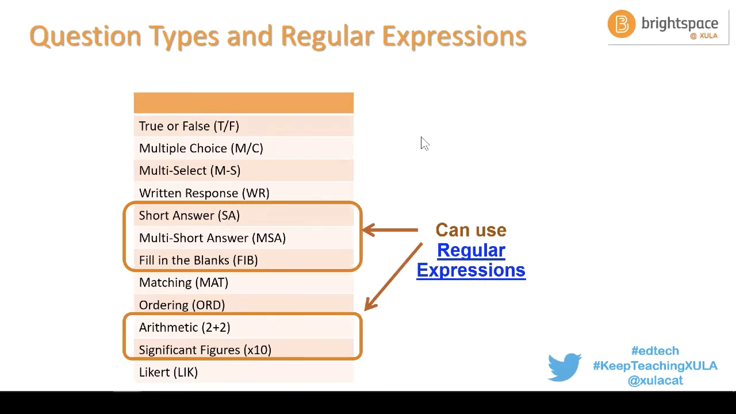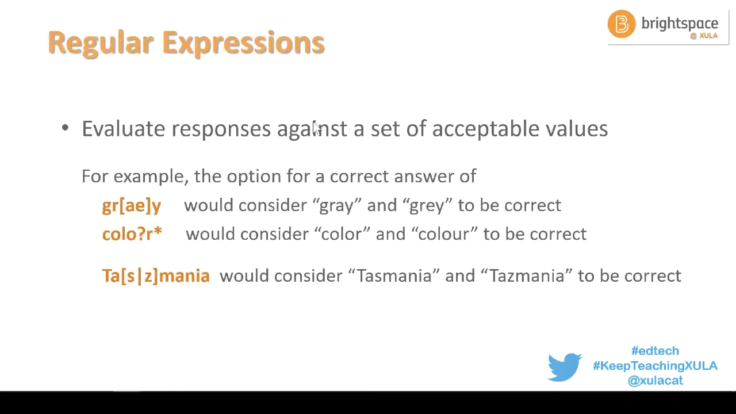Then also with question types, certain ones let you use what's called regular expressions. A regular expression basically will look at the response that's given and compare it against a set of acceptable values. So for example, if you entered as a possible answer choice, GR with an A and an E enclosed in square brackets and ending in a Y, then the system would consider the word gray to be correct if the student spelled it with an A or with an E.